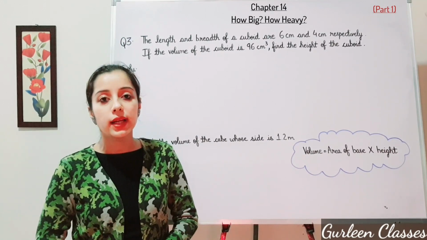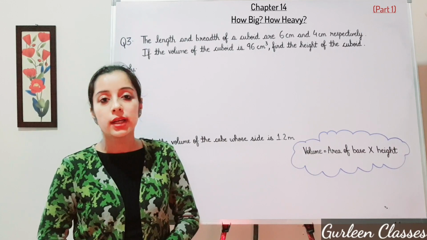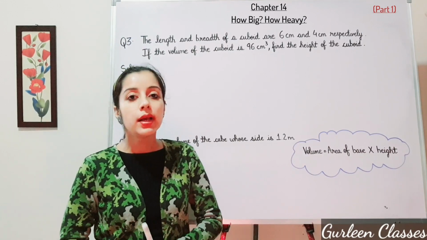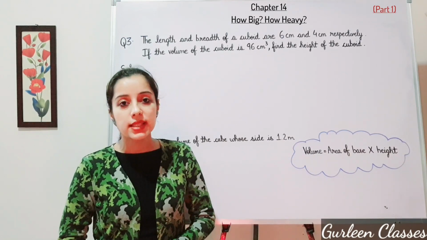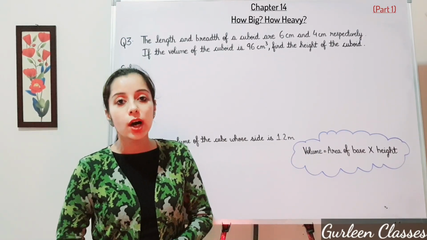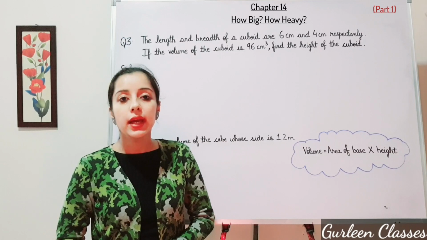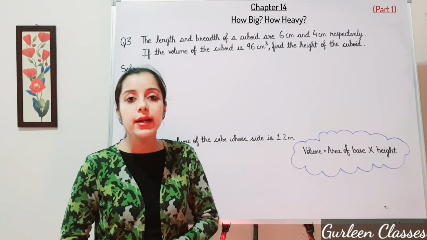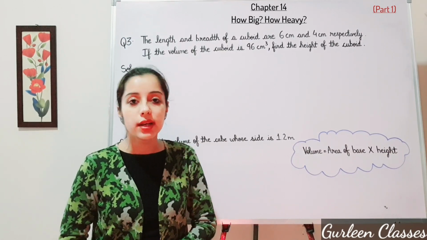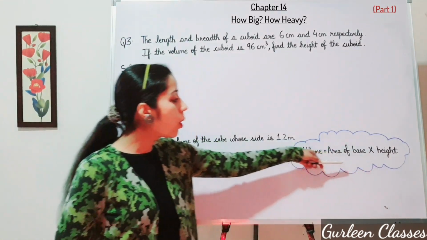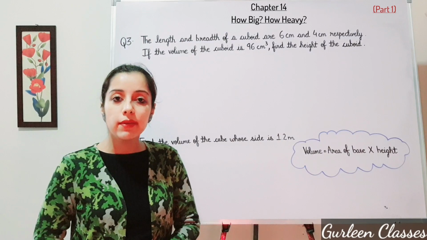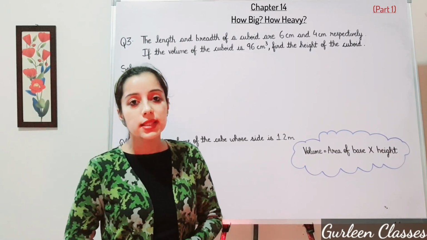We have to find out the height of the cuboid. So first let us write the formula. Do you remember this? Volume is equal to area of base into height. So area of base is L into B, and H is the height. L into B, that is the area, is given. So here we will divide volume by height. Volume will be divided by height. So let us see how.